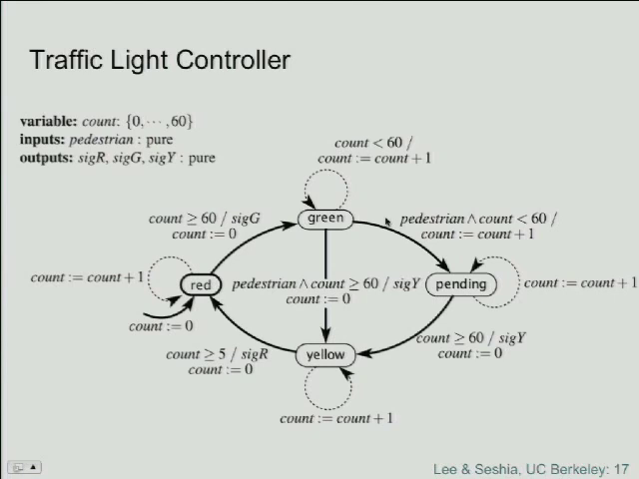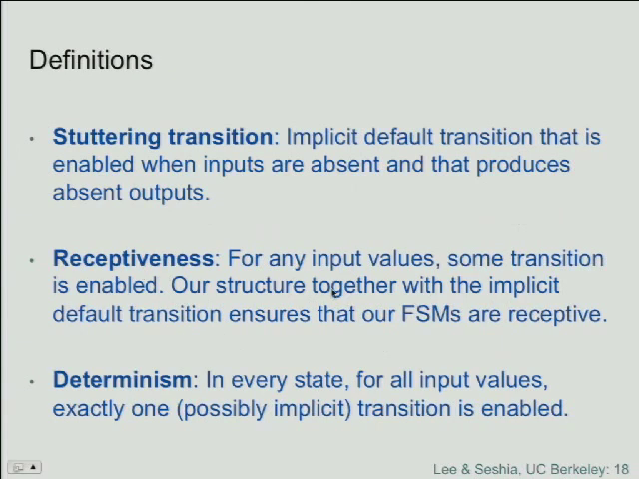Receptiveness means that for any input value, some transition is enabled. This includes the implicit default transitions. So in fact, in our notation, all of our state machines are receptive. No matter what the inputs are, some transition is enabled because by default we can stutter, which is a transition. Okay? But you could come up with state machine notations where that's not the case, where only certain inputs are accepted. Okay? Determinism means that in every state, for all input values, exactly one transition is enabled. No more than one is enabled.